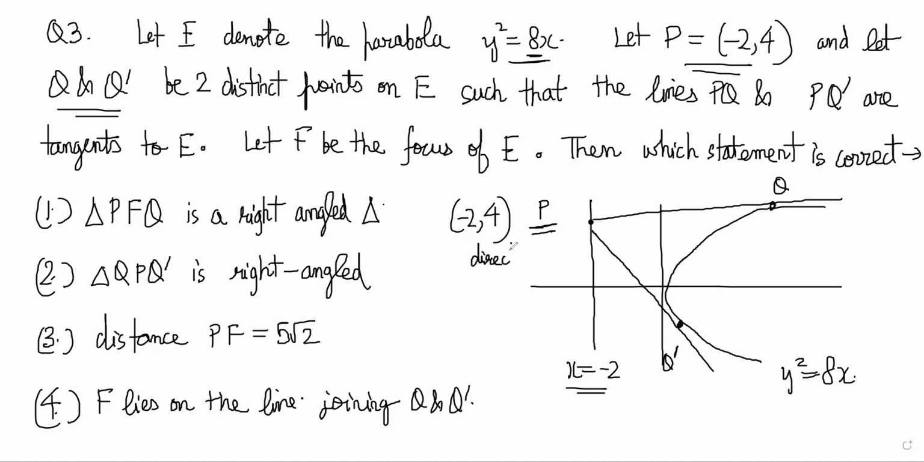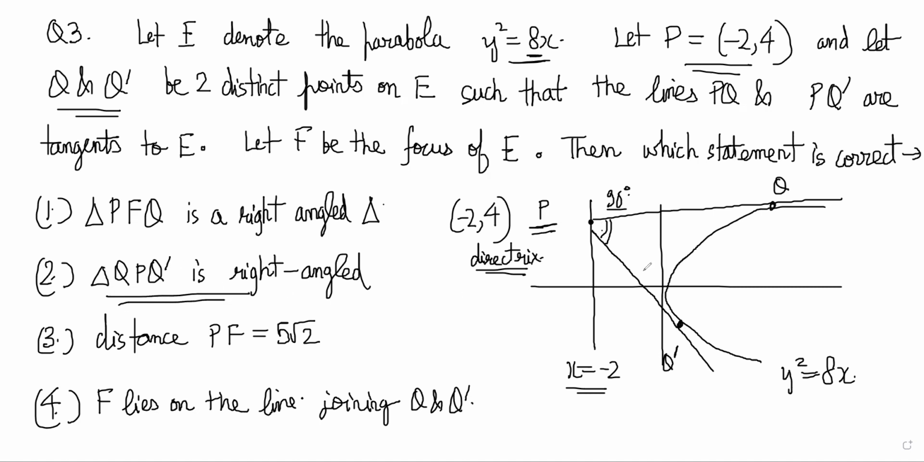P lies on the directrix. So you should know by property that this angle will now be 90 degrees because the locus of the director circle of a parabola is the directrix line. So basically from any point on the directrix, you can draw two tangents to a parabola and they will always be perpendicular to each other. So this angle is directly 90 degrees by a property. So what this means is triangle QPQ dash is definitely right angled.